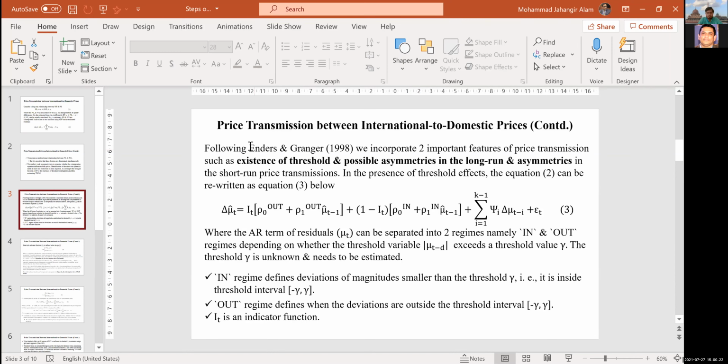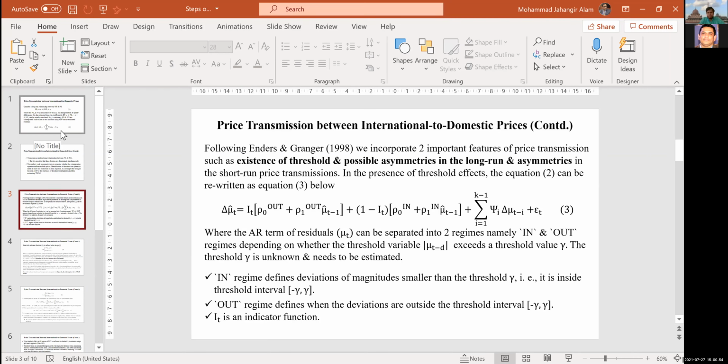There is one paper, and you can go to the reference if you like. It's Anders and Gangers. We incorporate two important features of price transmission: the existence of a threshold, and possible asymmetries in the long run and in the short run. For example, the adjustment, or speed of adjustment, comes from the error correction term.